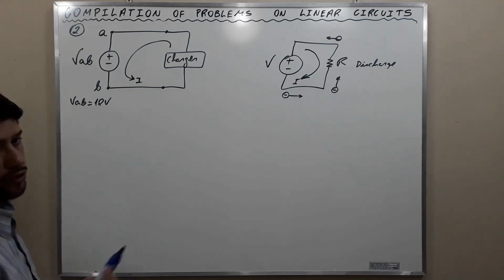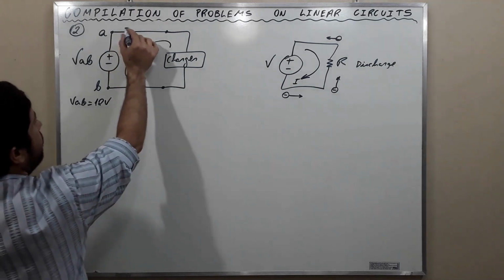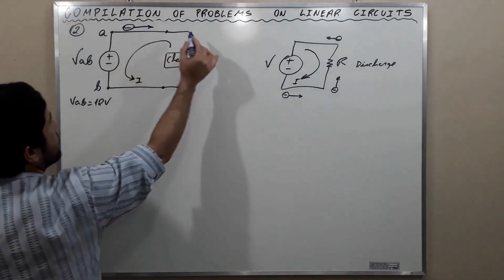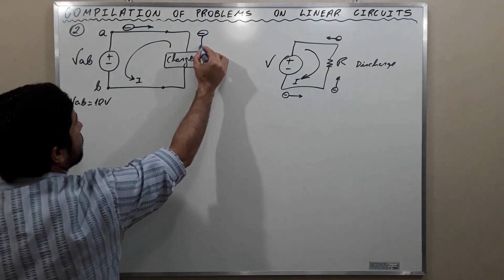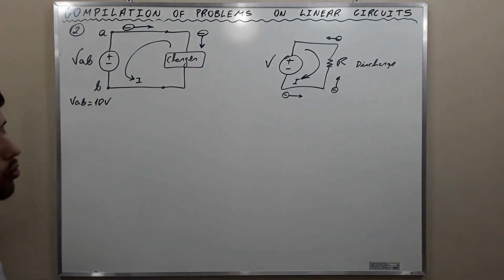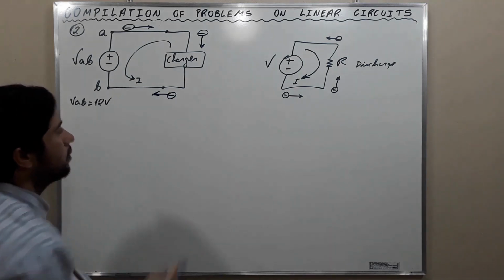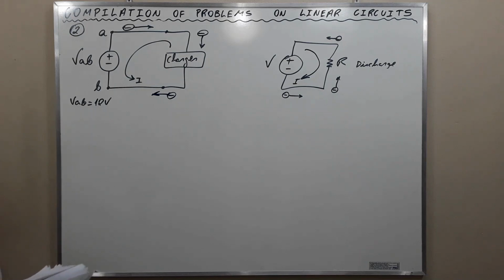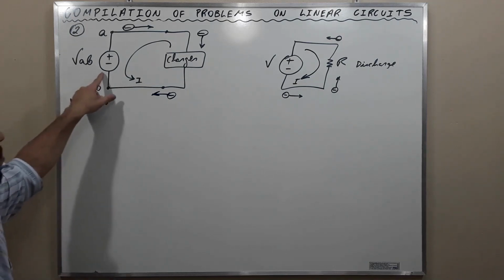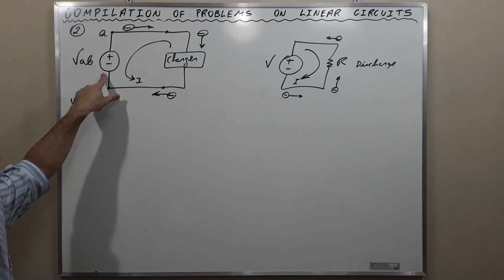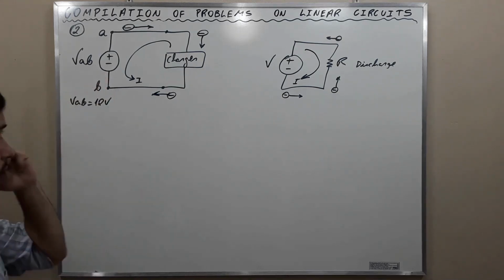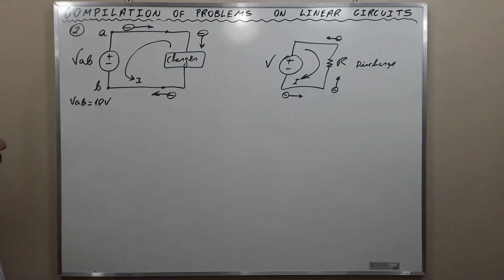And electrons in this way will flow. Electrons will move from the positive terminal towards the negative terminal. What we want? We want an abundance of electrons in the negative terminal of the battery. And in this way, the battery is being charged.